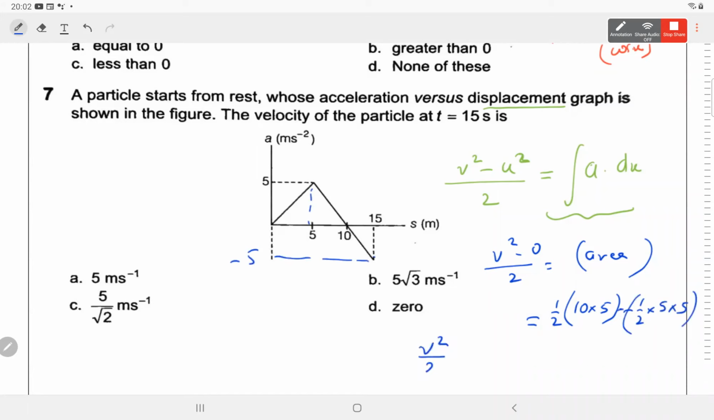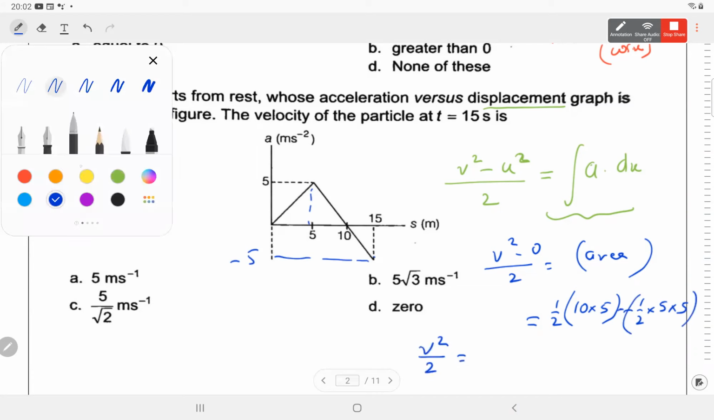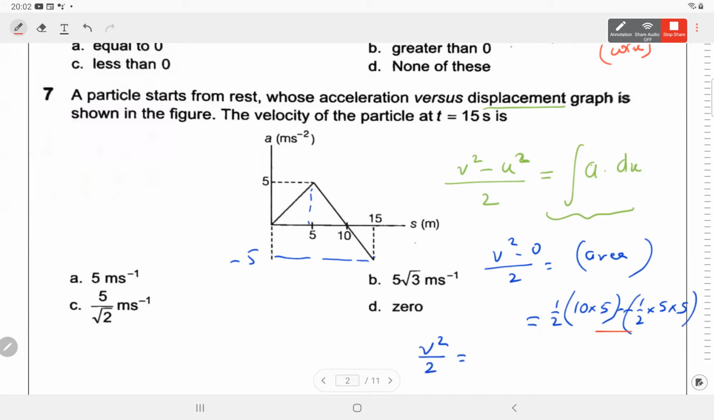Initial velocity is 0. So v²/2 will be equal to 50 minus 25, that is 25 by 2. The 2 cancels, v is 5 meter per second. Since it was an A versus S graph, we will calculate the area, and that area will be equal to (v² − u²)/2.